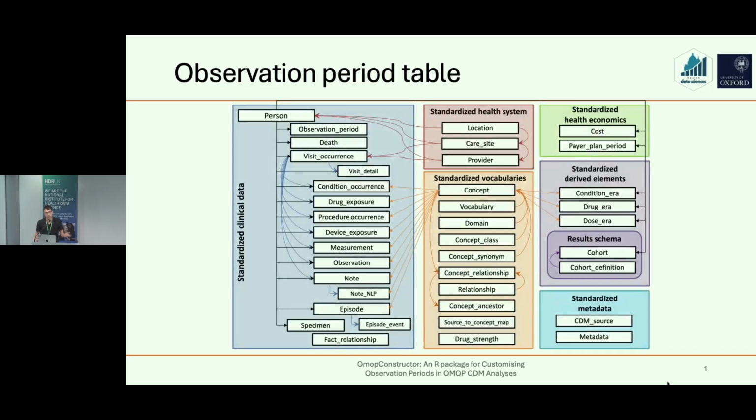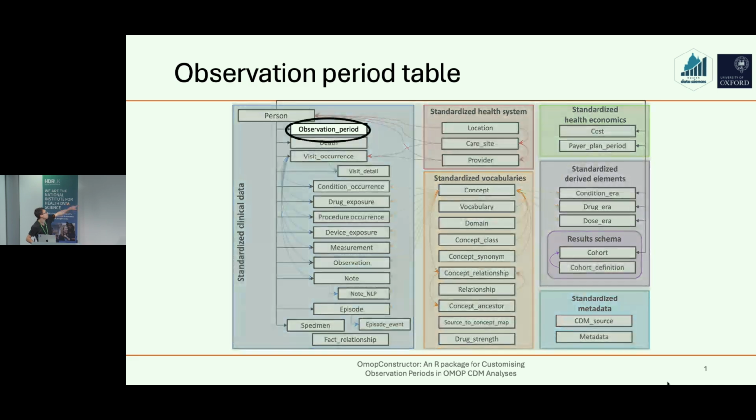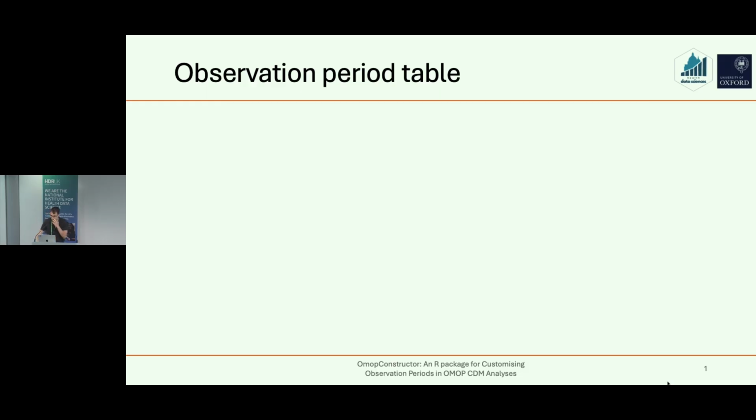Hopefully everyone should be familiar with this diagram. This is the schema of the OMOP CDM version 5.4, which is what we've been talking about today. In my 5 minute presentation, I'm going to focus on this table, the observation period, and how to define it, especially in secondary care data sets.